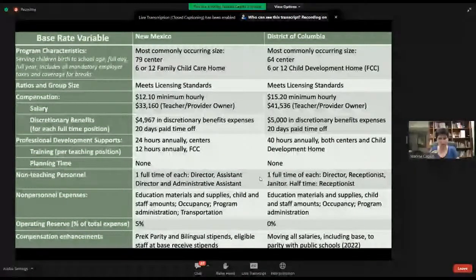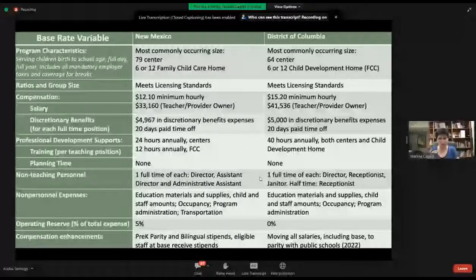And there is, in all states, some requirements around a director and an on-site director, so we follow that. But we also then work with the data collection, and this is where the input from providers can be really critically important to understand what you need, in the case of that one full-time on-site director, that it's very hard to run a program with that. And so in the case of New Mexico, they have a full-time director, assistant director, and an administrative assistant in this base rate. And in the case of DC, director, receptionist, and janitor, full-time, and a half-time receptionist for this many children. In all instances, again, as the number of children go up, these things all go up as well.